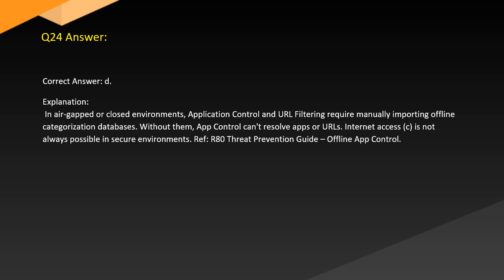Answer. Correct answer: D. Explanation. In air-gapped or closed environments, application control and URL filtering require manually importing offline categorization databases. Without them, app control can't resolve apps or URLs. Internet access (C) is not always possible in secure environments. Ref: R81 Threat Prevention Guide, Offline app control.